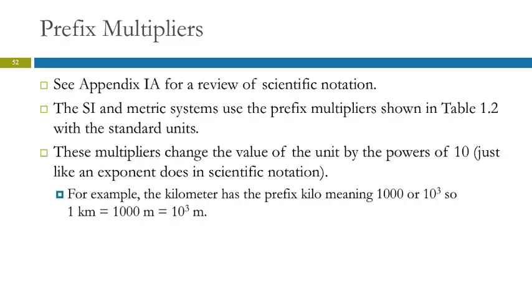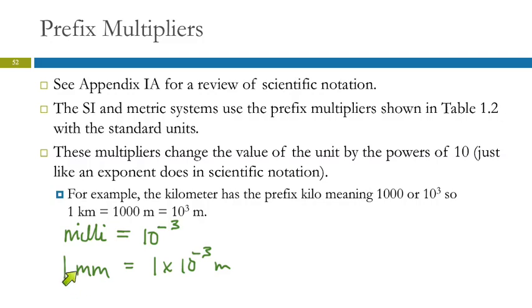If we think about, let's say milli. So the prefix milli, anybody know what that means? 10 to the what? 10 to the negative 3. So 1 millimeter equals 1 times 10 to the minus third meters.